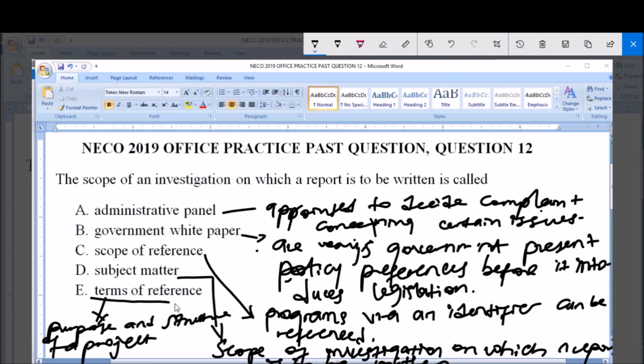Now the question says the scope of an investigation on which a report is to be written is called, and you agree with me that it was option D, subject matter. That is the answer, because subject matter, like I told you, is the scope of an investigation on which a report is to be written. That is, it is the matter presented for consideration in discussion and investigation. So the answer to this question is option D.